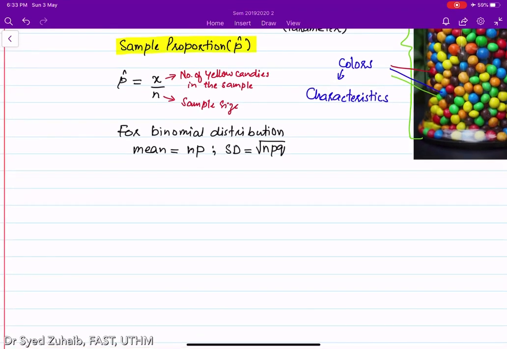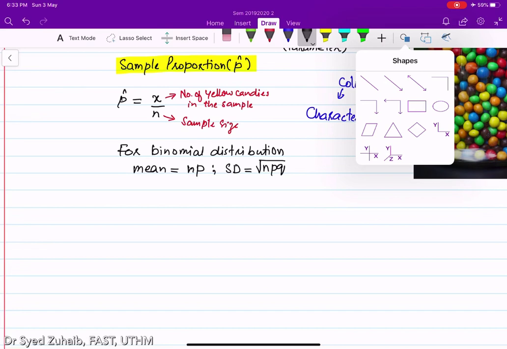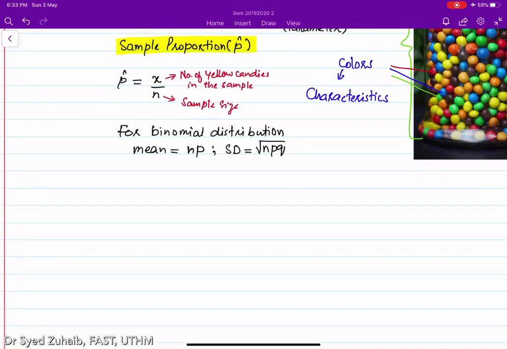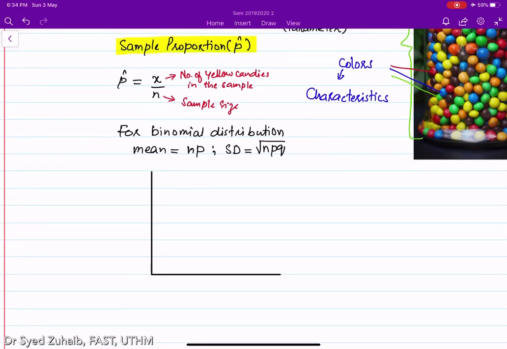Okay, now here this sample proportion p cap is a variable which is similar to x, binomial random variable. Therefore, its probability distribution will also be similar to the probability distribution of x. And since x is a binomial random variable, its distribution will be binomial distribution, of course. And if we draw this distribution, it looks like this.